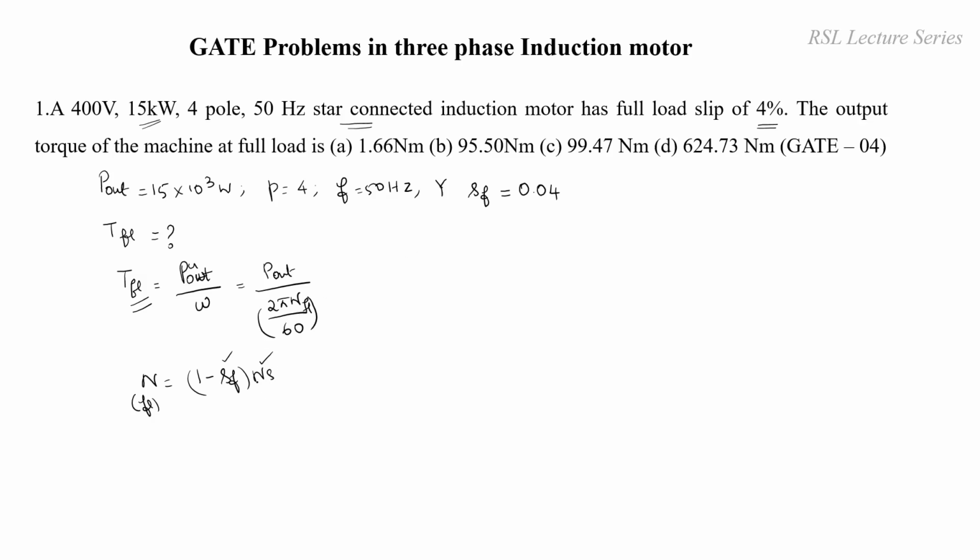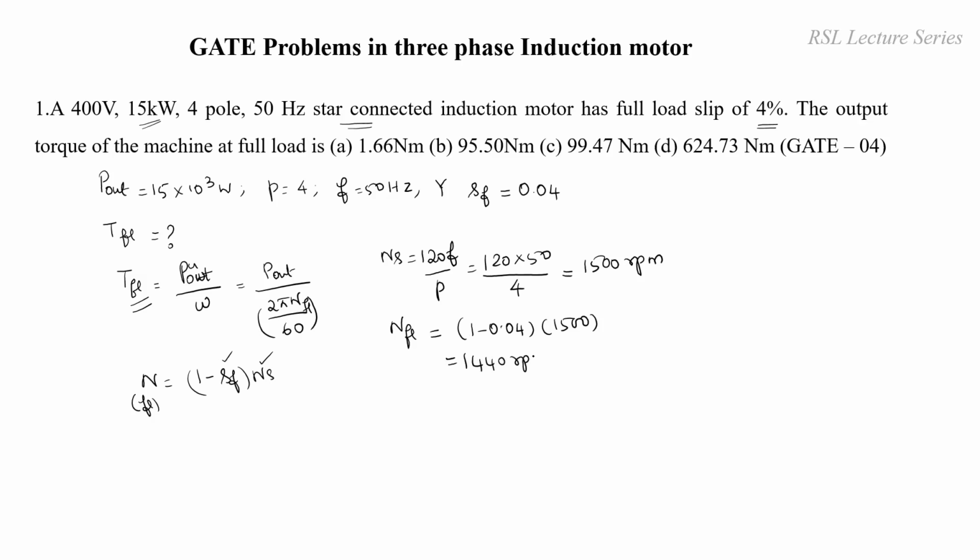So first we will find out NS because SF is given. So NS is equal to 120 F by P. So 120 into 50 divided by 4. So on simplification, we will get 1500 RPM. Okay. So now we'll substitute the NS value in the equation so that we'll get the speed corresponding to full load condition. So 1 minus 0.04 multiplied by the synchronous speed 1500. So this will be equal to 1440 RPM.